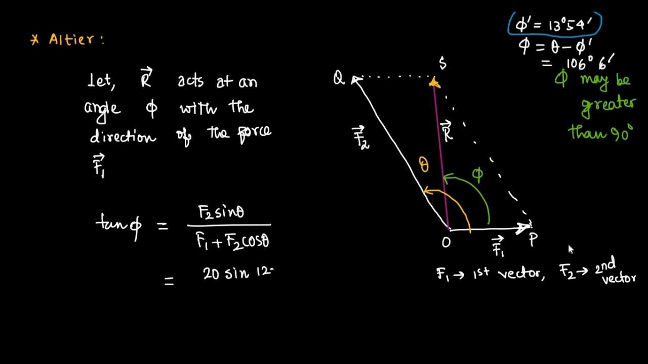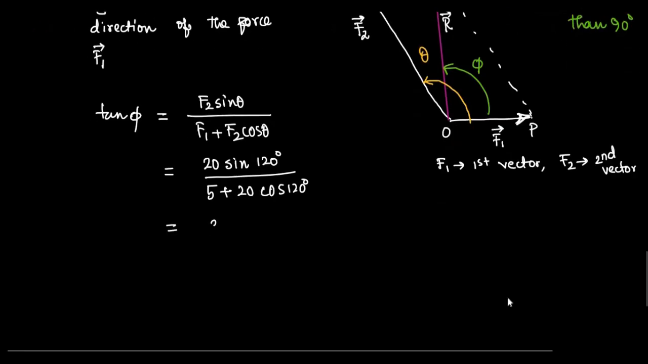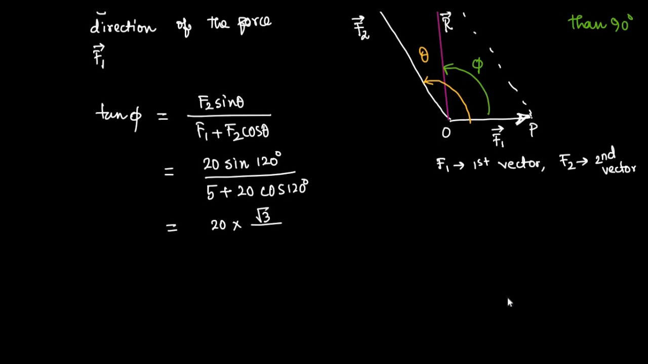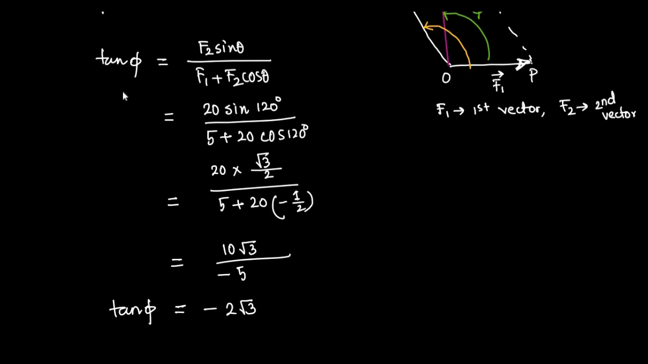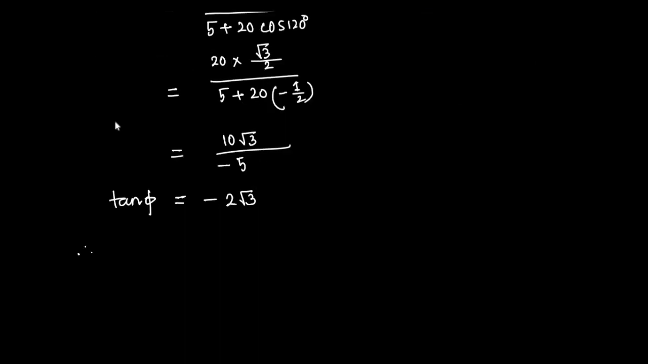Now putting the values, that is 20 into sin 120 degree divided by 5 plus 20 into cos 120 degree, that is 20 into root 3 by 2 divided by 5 plus 20 into minus half. Finally we get 10 root 3 divided by minus 15, 10 root 3 divided by minus 5, and tan phi will be minus 2 root 3. Tan phi is equal to minus 2 root 3, and we have to find the value of phi.